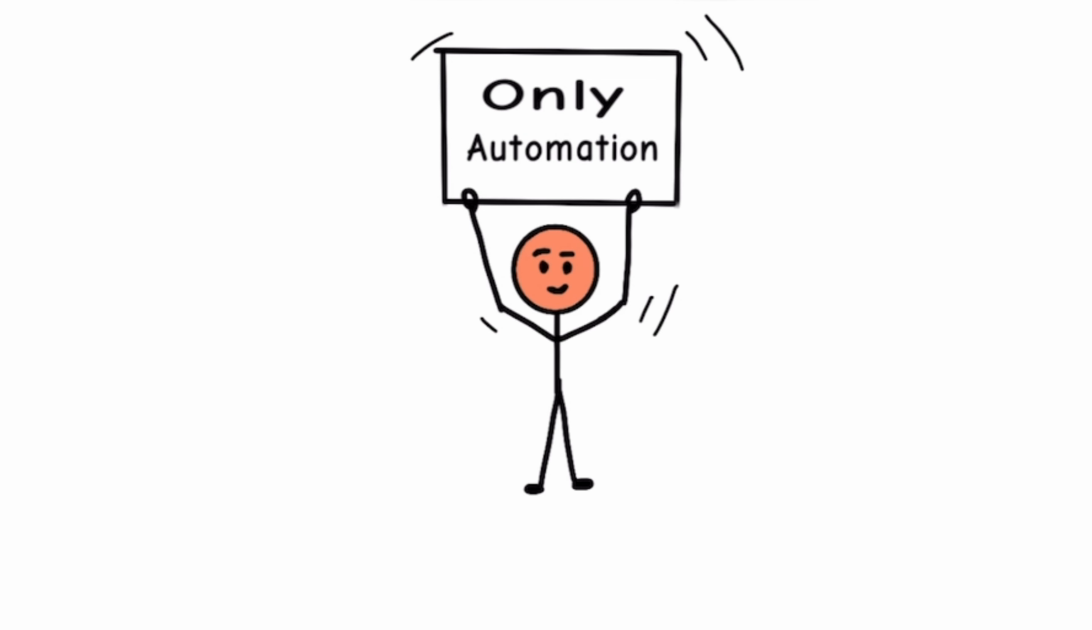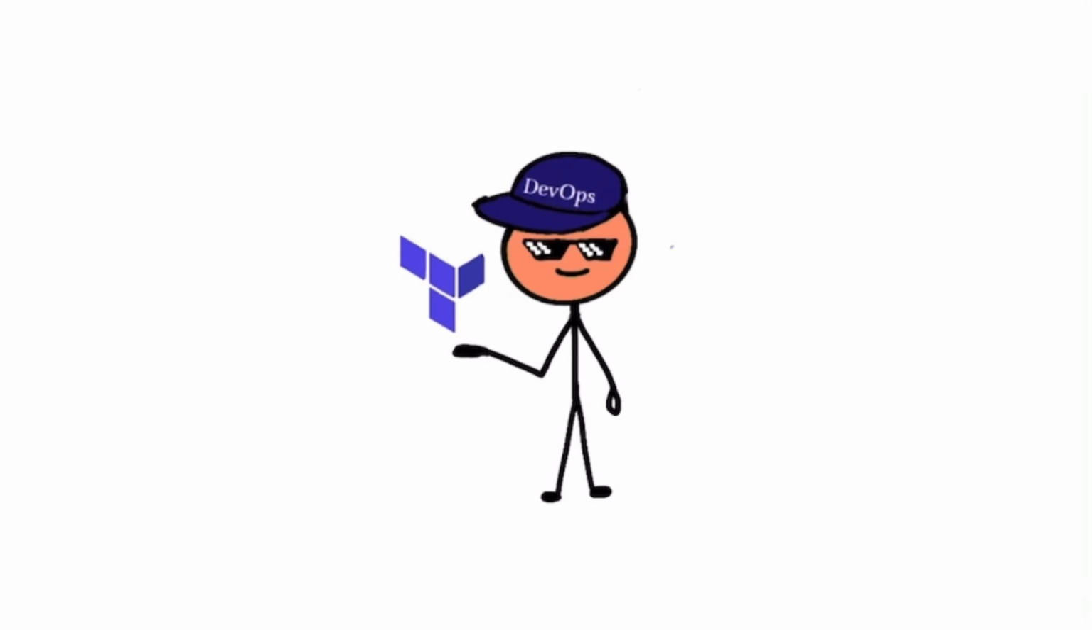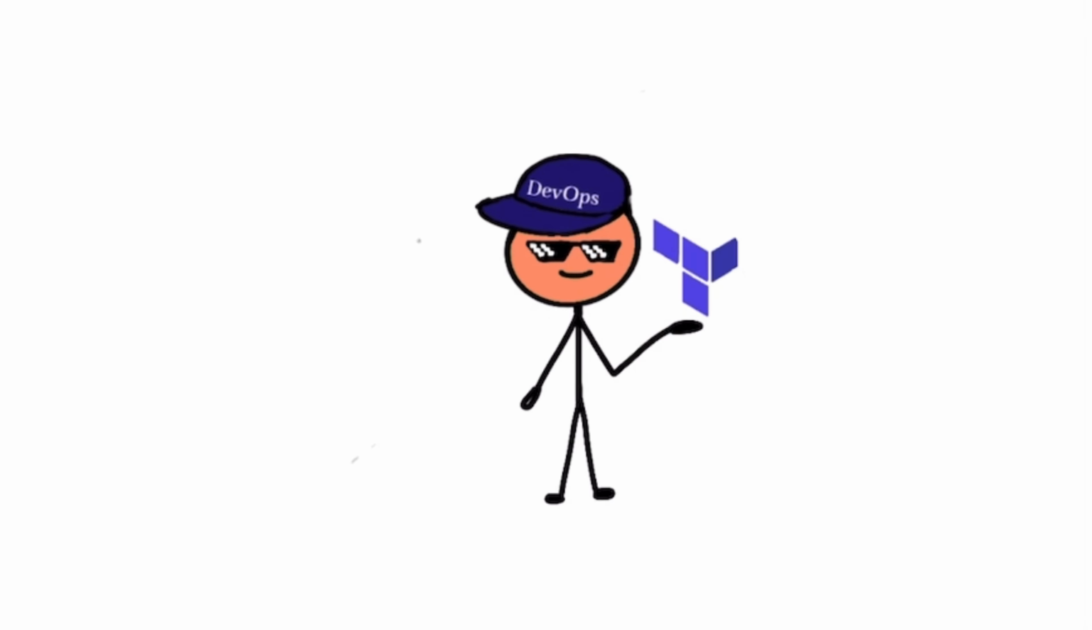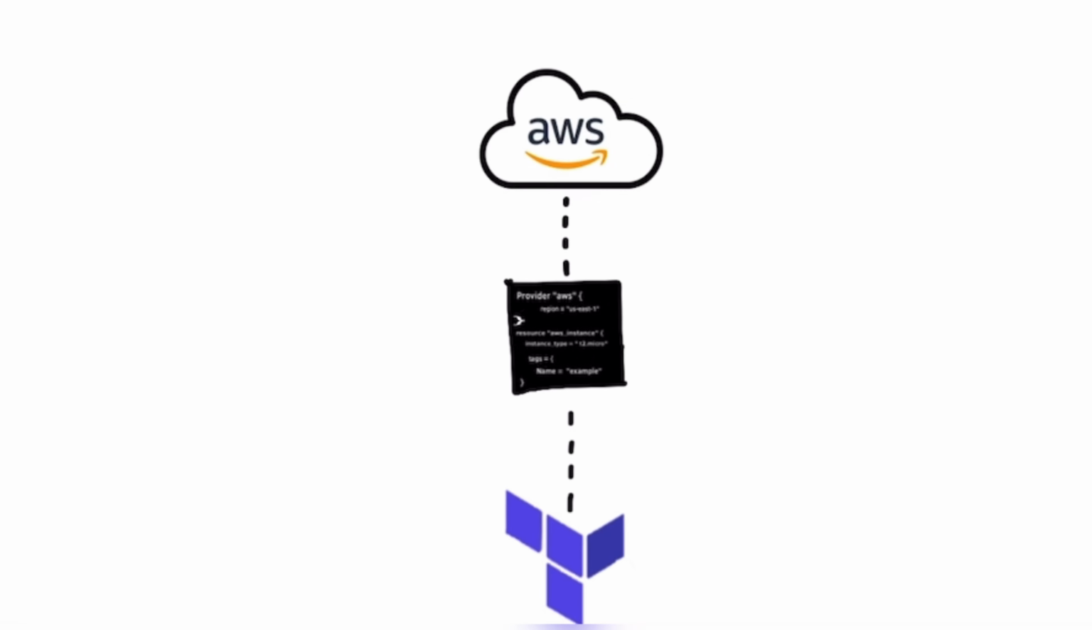DevOps promotes only automation, so a DevOps engineer will create an EC2 instance automatically using an infrastructure as code tool like Terraform, CloudFormation, Ansible, and more. In our case, we are using Terraform as an IaC tool to create an EC2 instance automatically. You just have to write a configuration file with .tf extension in HCL language in which you will define the number of instances you want, the operating system you want, and other configurations.